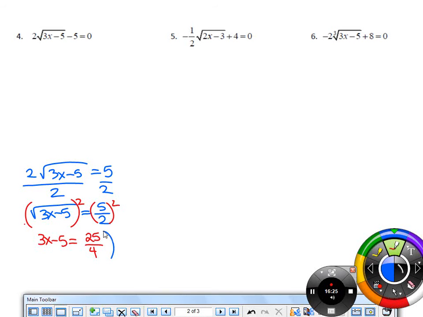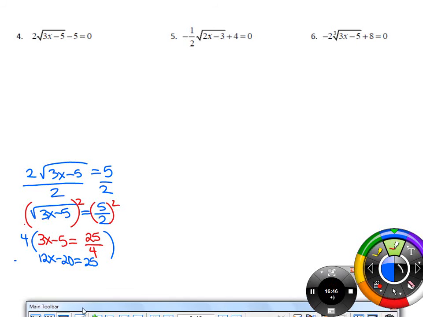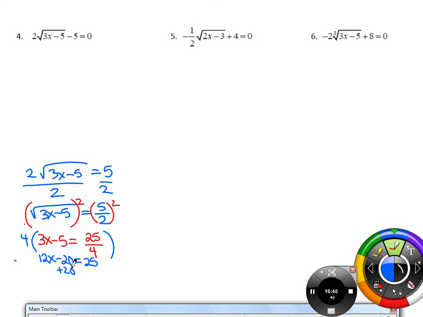All right, so I'll go ahead and multiply everything by 4. Again, I don't have to do this. I'm doing this because I see a 4 in the denominator that I don't want to deal with. So then this is going to be like having a 12x minus 20 equals, and when this 4 multiplies here, the 4s will cancel, so I'll have 25. Okay? So it's just going to make my arithmetic easier, and if a fraction shows up, it won't show up again until the end. So now I'll add 20 to both sides.